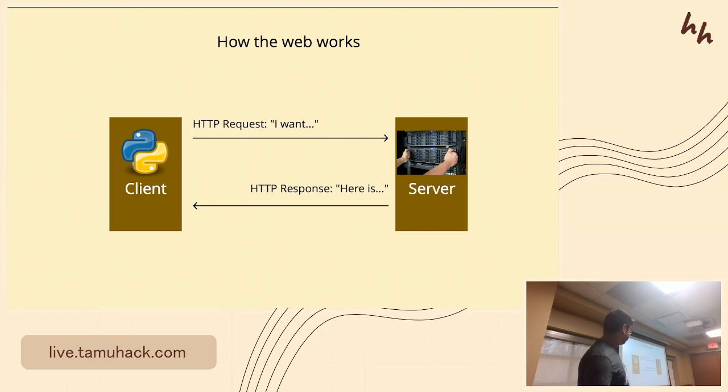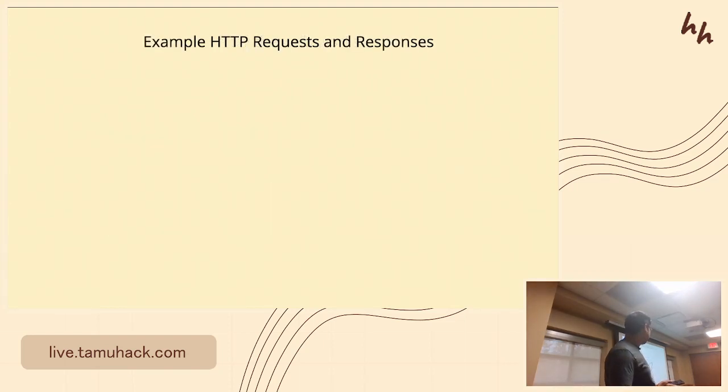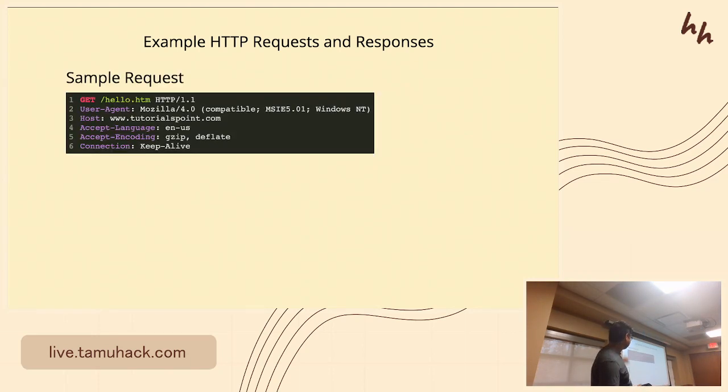But your client doesn't have to be a phone. It could be anything else. So in our case, we're going to see how it works with Python. So let's talk about some examples of requests and responses. Here's a sample request. That first line over there, that GET, that's the action you want to do. Like I want to get something. So I'm getting that web page hello.htm. That's called the path. So like if you went to google.com/abc, abc is what goes over there.